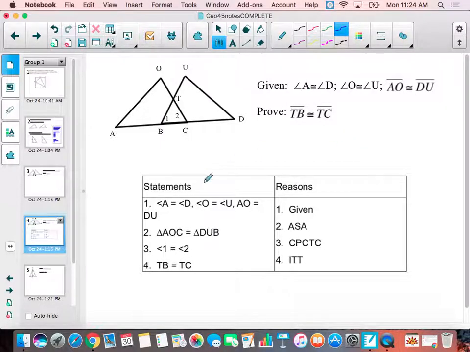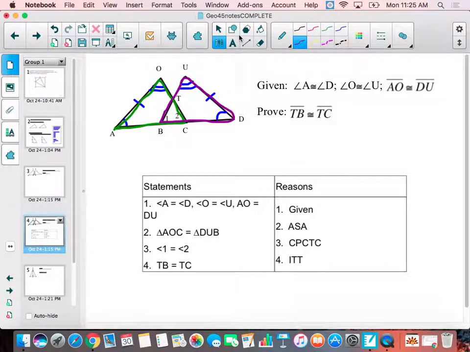Okay, so we have some answers here. The first thing I did was the given, so I'm going to mark that on my diagram. I have angle A congruent to angle D, angle O congruent to angle U, and AO congruent to DU. So from there, and again, when you mark your diagram, you'll see it a little better, I can call triangle AOC, so all the way around here, and say that is congruent to triangle DUB by ASA.